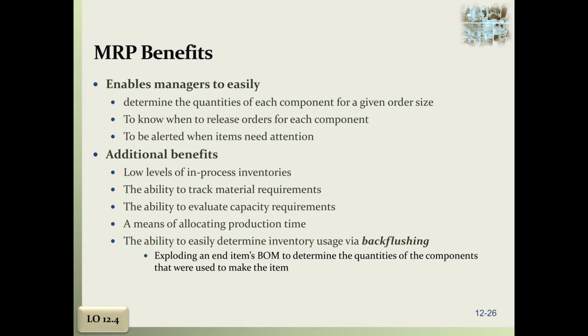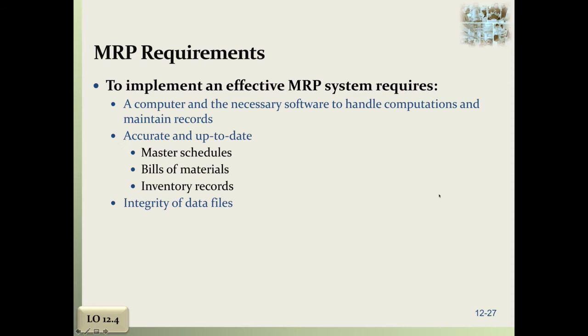So benefits to the MRP: it enables managers to determine quantities of each component, to know when to release the orders, and to be alerted when items need attention. If you're going to be late, you know you're going to be late. And then you can also track your materials, your capacity requirements, your production time. It really does help you see what you need and when you need it, as long as all of your information is accurate.